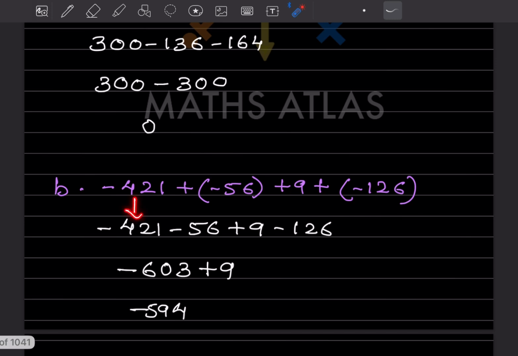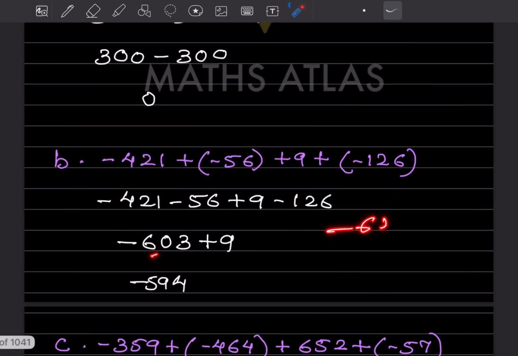Again here, this is the same. Minus 56 plus 9, that is going to be minus 126. So I have taken the minuses together, that will be minus 603, and this will be plus 9. Wherever you see the minus, you are going to add them all, but write the minus sign. So minus 603 plus 9, that is going to be minus 594.